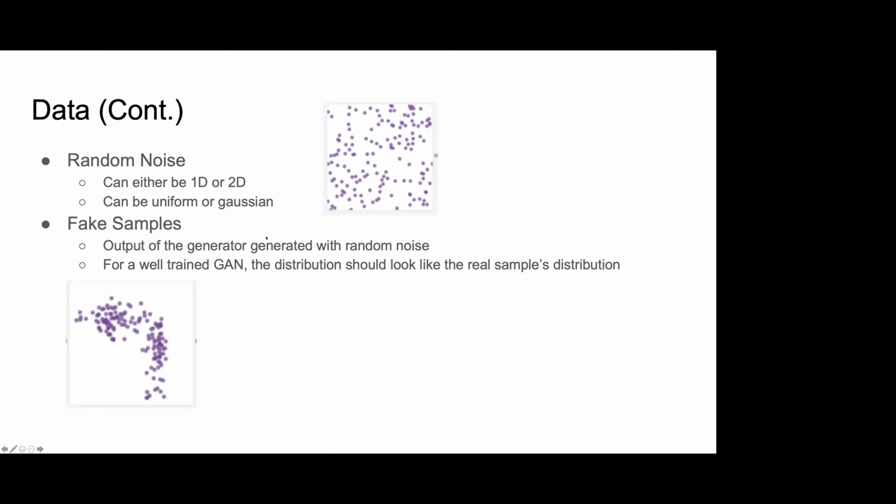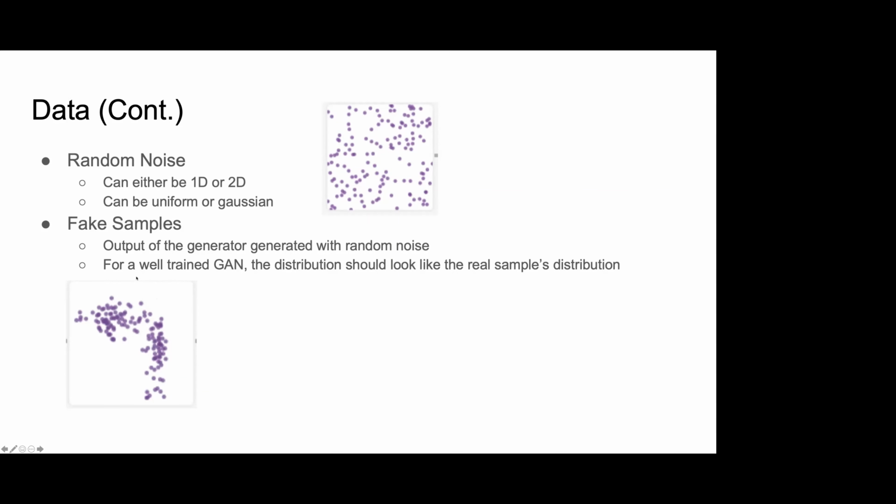The random noise is represented in purple color. When it is first generated, it can be either 1D or 2D, but after the generator, it should be the same shape as the real sample. And it can be either uniform or Gaussian. And this is the output of the generator, generated with random noise.